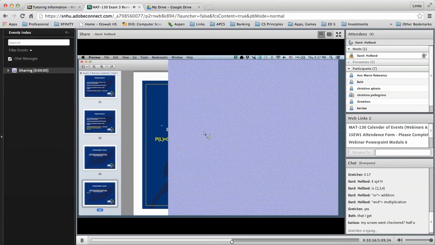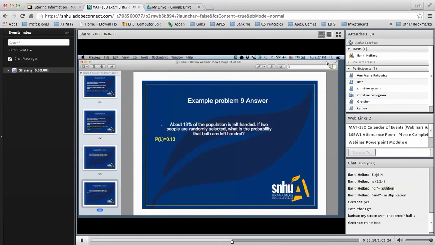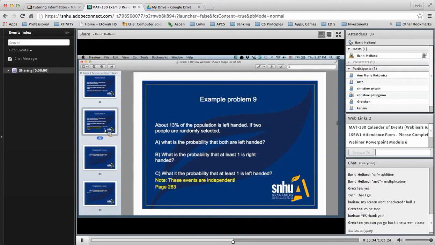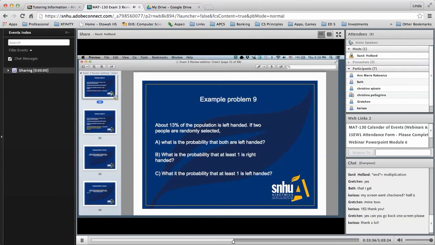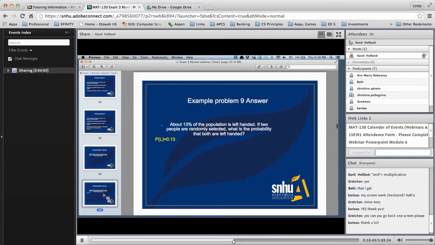Your screen went checkered. Is that better? How about now? Okay, sorry, I had a pop-up telling me that I needed to update some software. All I was doing was just giving the 3 parts of the problem. So I'll just give them. This is just the first part of the problem, so you didn't really miss anything.